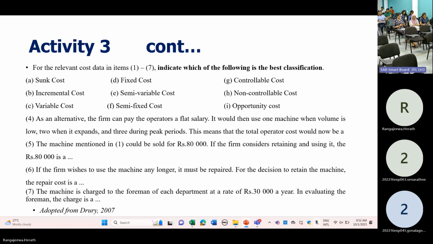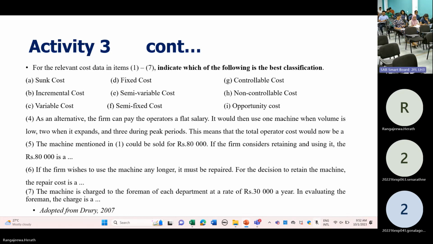This is an uncontrollable cost to the foreman, right? It is like a cost allocated to each foreman. So when you are evaluating the performance, this is the cost of the machine divided among the foremen, so that cannot be controlled by the foreman. And machine purchase is a top management decision. They don't have control over the cost of the machine. So this is a non-controllable cost.